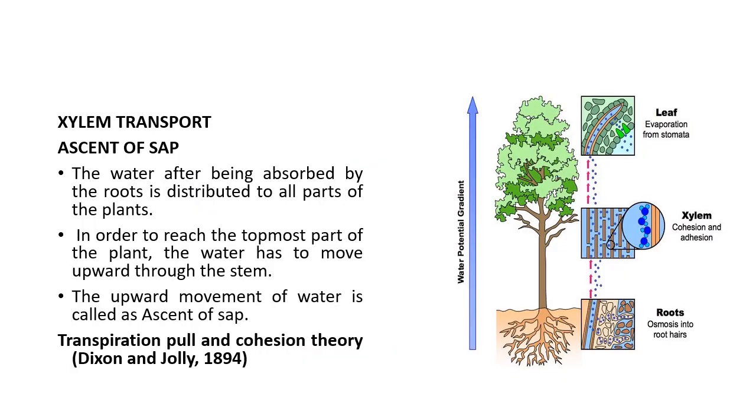So in passive absorption, we have seen that the water will move from soil to all parts of the plant through xylem. And this upward movement of water is known as ascent of sap. And due to this ascent of sap, the water will reach all parts of the plants.